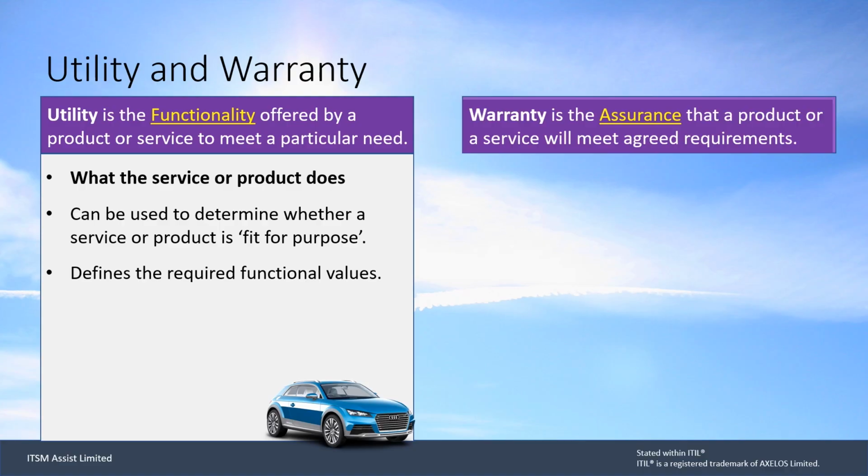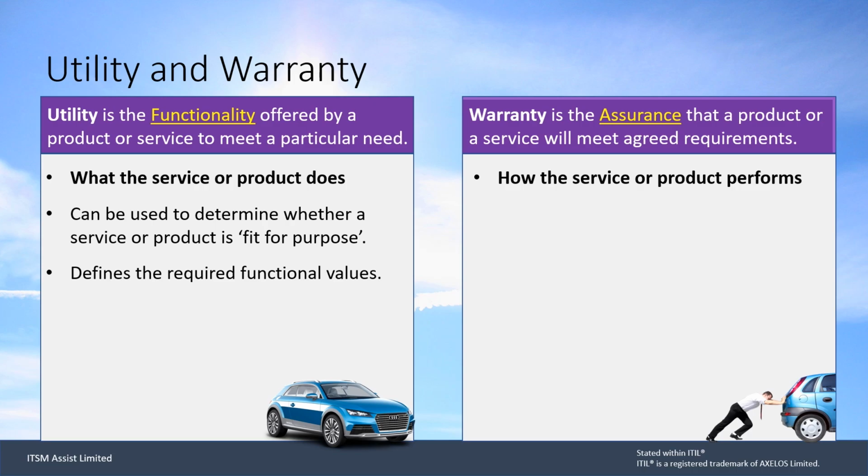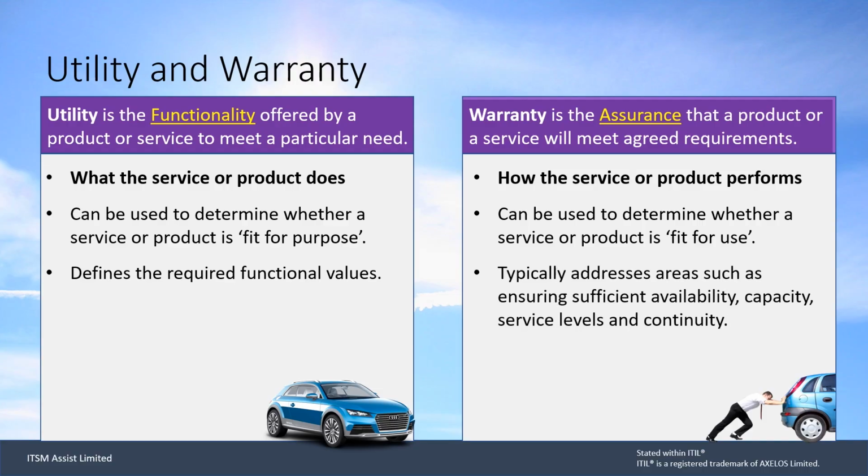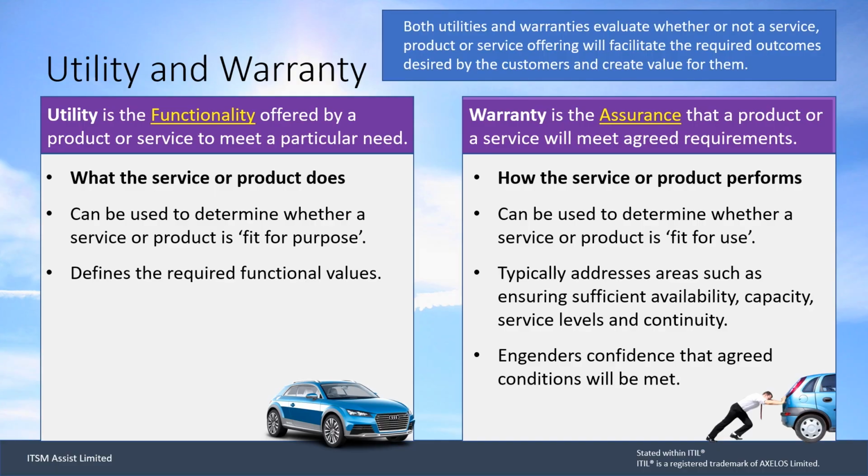However, warranty is the assurance that a product or service will meet agreed requirements. Warranties describe how the service or product performs and can be used to determine whether a service or product is fit for use, and typically address areas such as ensuring sufficient availability, capacity, service levels and continuity, etc. And of course, engender confidence that the agreed conditions will be met. Both utilities and warranties evaluate whether or not a service, product or service offering will facilitate the outcomes desired by the customers and create value for them.